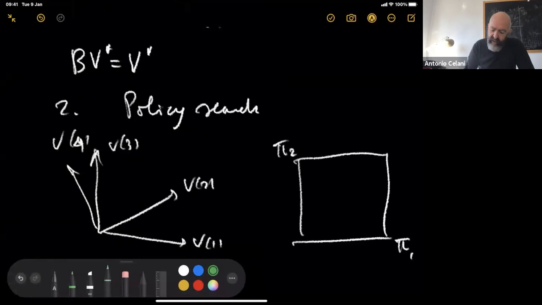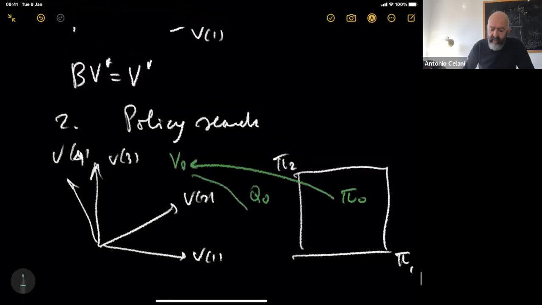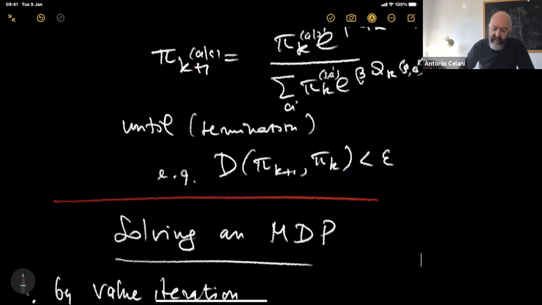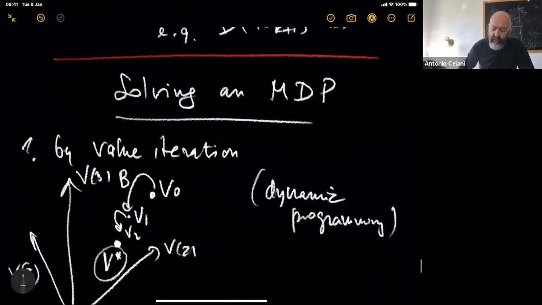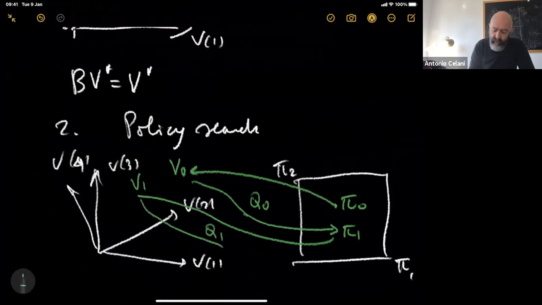The idea is that you start with a policy pi zero, and you use this to compute a value, V0. This value allows you to compute a Q0 function, which somehow, by either algorithm, for instance by this algorithm here, will send you to a new pi 1. And this pi 1 will send you to a new V1. And this V1 will compute the Q1, which will send you to pi 2, and so on and so forth.